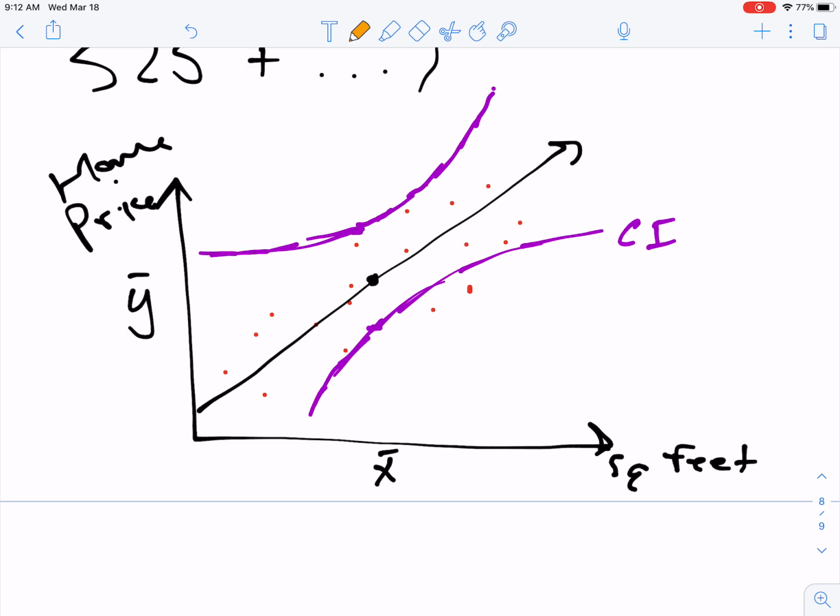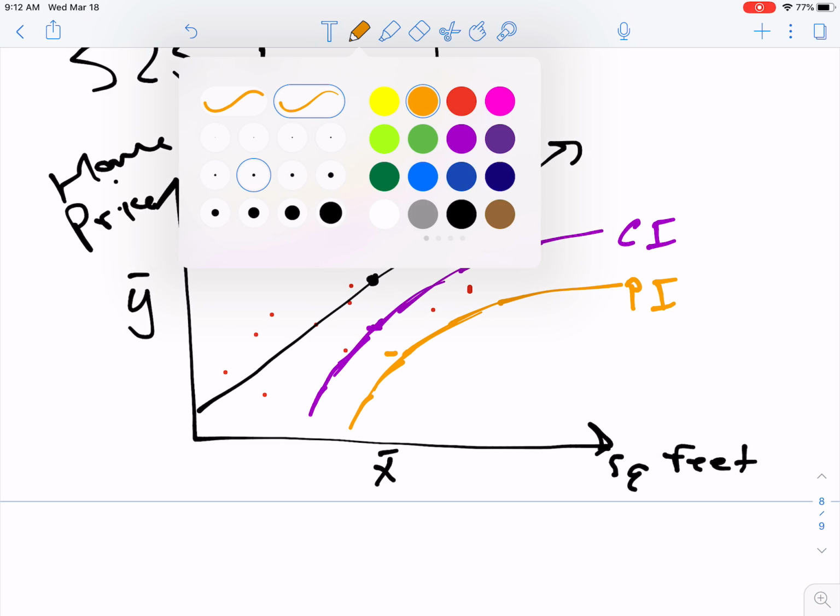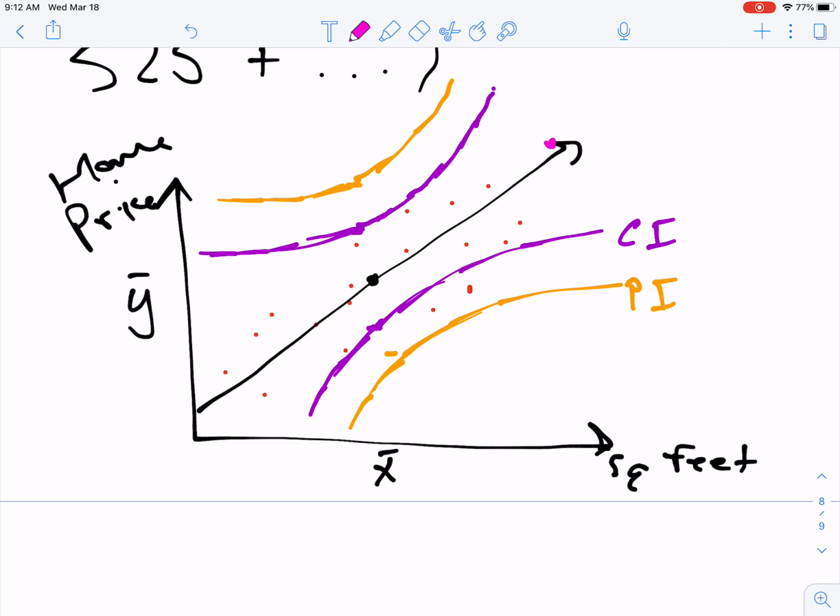Now for our prediction interval, we know we're penalized more because now we're looking at individual values, which vary more, and that's going to be wider than the confidence interval. So then we can get these prediction intervals. That orange will be our prediction interval. And now we could add some pink antennae, fill it in a little bit, and then we have a beautiful looking butterfly.